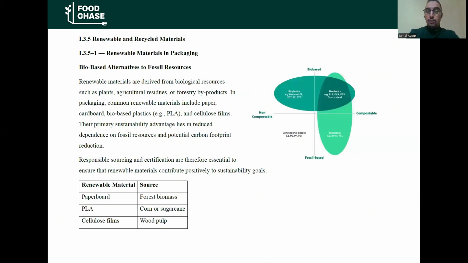In this section, we will talk about bio-based alternatives to fossil resources. Alternative resources are one of the questions of eco-design and the environmental question, to replace the plastic ingredients with bio-based plastics, for example, bio-based polyethylene, polylactic acid, and paperboard, or the use of cellulose films. These ingredients we can find in different sources, such as wood pulp, for example, corn sugars, and forest biomass.